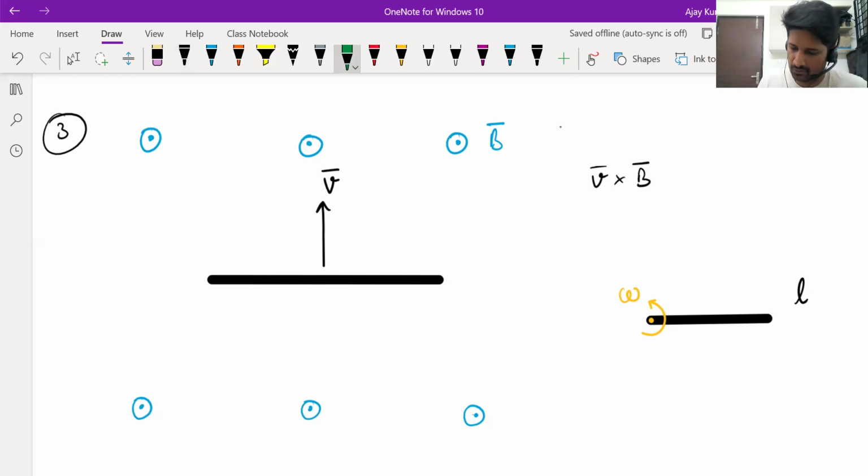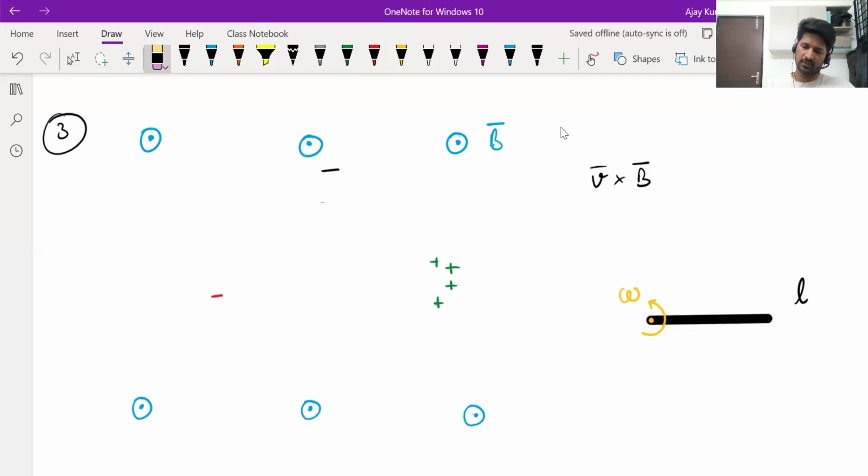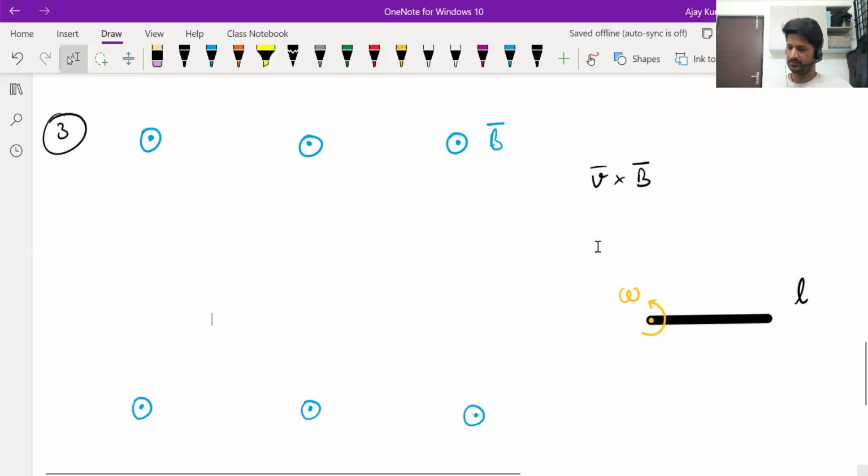If V cross B is to the right, it means positive charges get deposited here and negative charges get deposited here. Positives go in the direction of V cross B, negatives go opposite to the direction of V cross B. There will be motional EMF in this rod. There's a charge separation, there is space for charge separation in that direction, there will be motional EMF. Okay. Now let us come back to the original question that was asked, the rotating rod case.